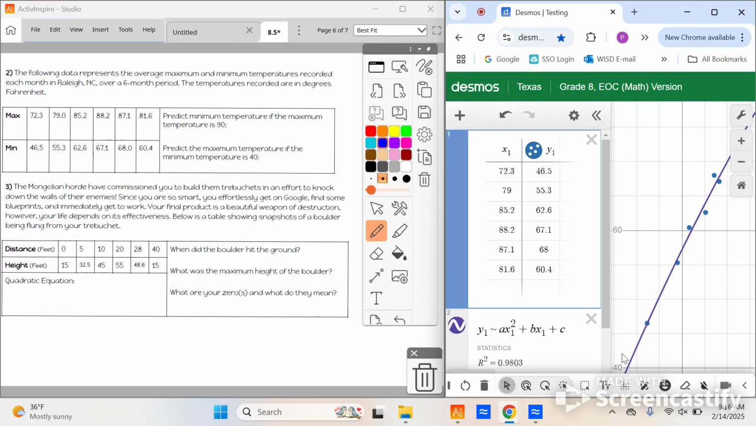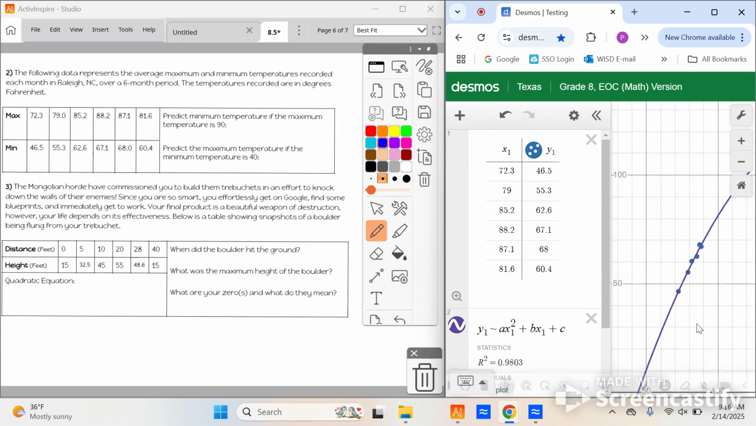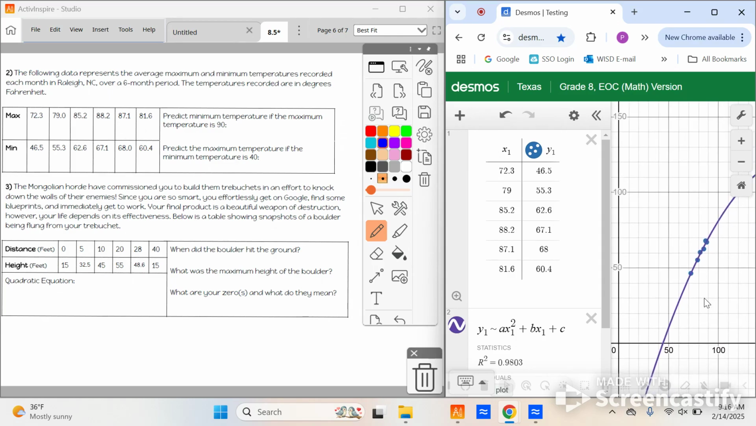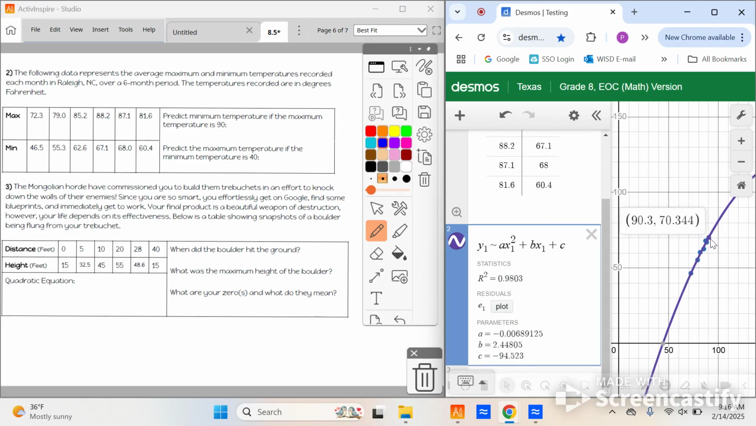It says if my maximum is my x-axis, okay, I'm going to zoom out for a moment. If my maximum is my x-axis, and it says predict the minimum temperature if the maximum temperature is 90, I'm going to click my line and drag until my x value is about 90. And it says my y value is 69.98. So I could estimate that when the maximum temperature is 90, the minimum temperature is going to be about 70 degrees.